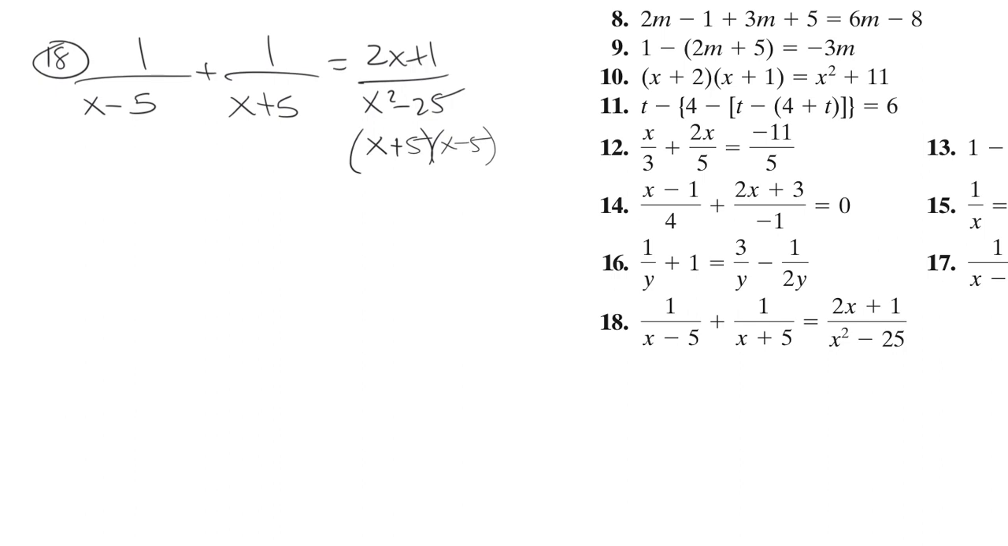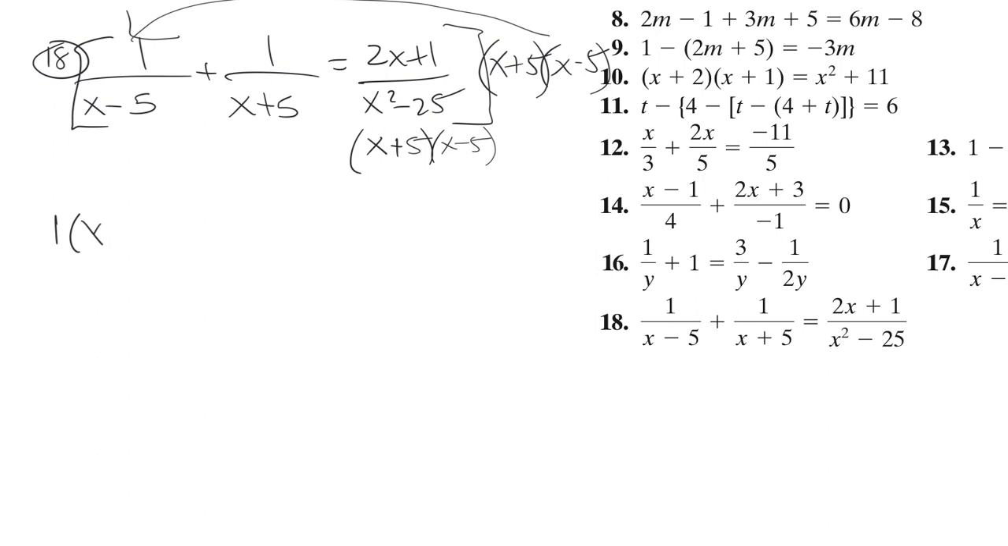We should multiply everything by x plus 5, x minus 5. So when I do that here, the x minus 5's cancel, and it's 1 times x plus 5. And then plus, multiply this here, and the x plus 5's cancel, so it's 1 times x minus 5. And on that one, it's just going to be 2x plus 1 because everything cancels.